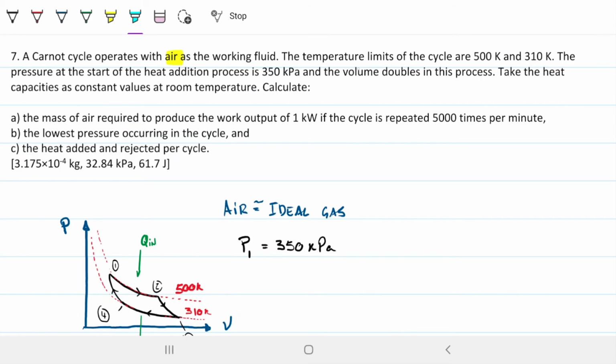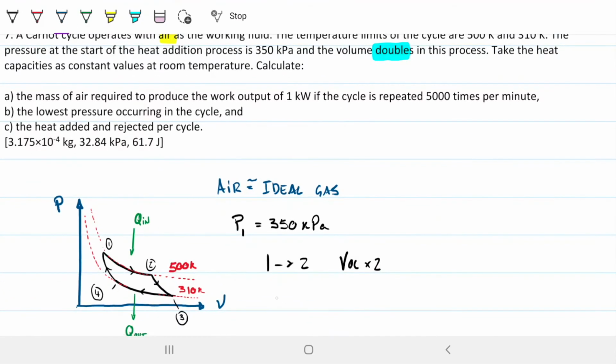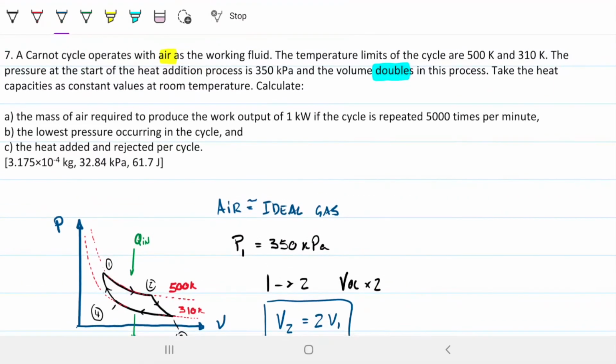And the volume doubles in this process. So this is the heat addition process, that is, as we're going from 1 to 2, my volume doubles. What is that saying? Mathematically, we can write that as V2 is twice the volume of V1. That's how we can mathematically express that information.